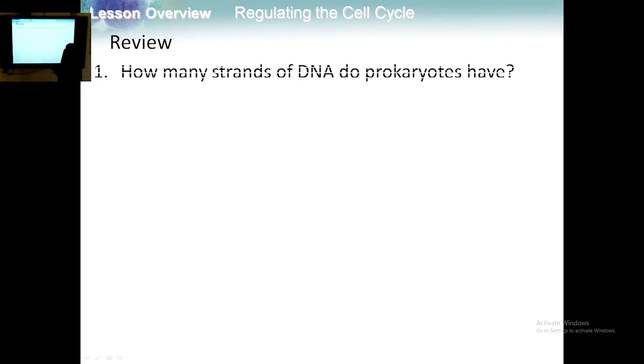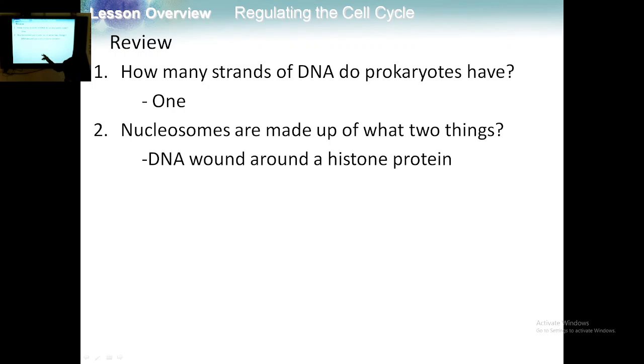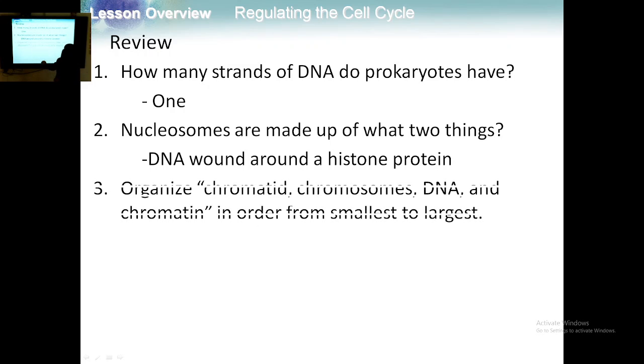For this point, we need to make a small review of the points that we have already covered in this first part. The first question is, how many strands of DNA do prokaryotes have? For the prokaryotes, we have one DNA, okay? While nucleosomes are made up of what? What are the two things that the nucleosome is made of? As we mentioned before, do you know the answer? Yes, the nucleosome is made up of DNA and histone protein.